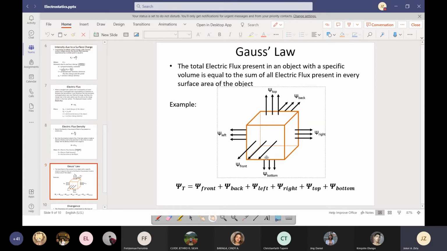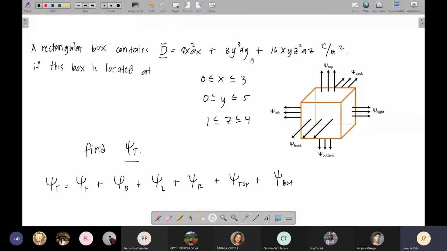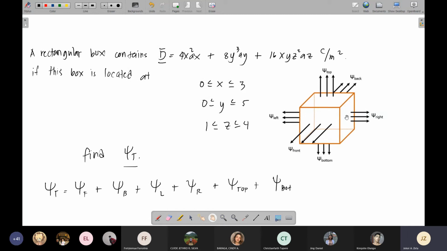So therefore in Gauss law, you have a unit vector. Recall that the unit vector is just a sign of a direction. So you have a clear direction for electric flux density, because our object is definite. It's not just a single surface floating somewhere. In our rectangular box, you have a clear direction and a clear location. That's why we have here AX, AY, AZ.